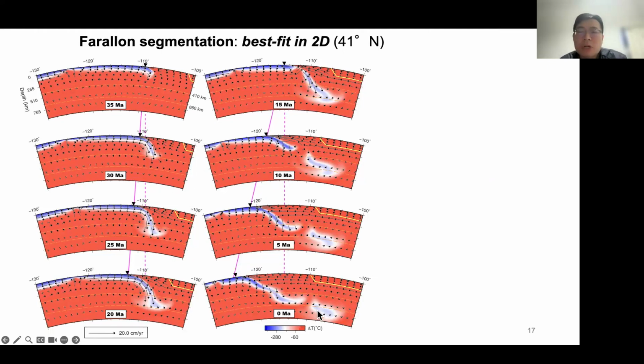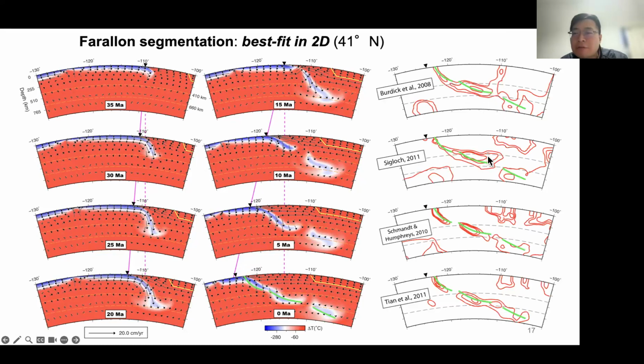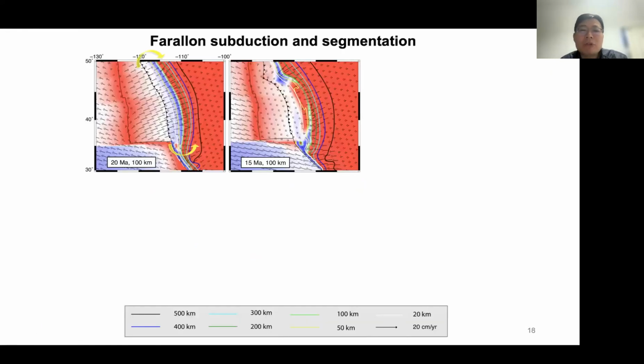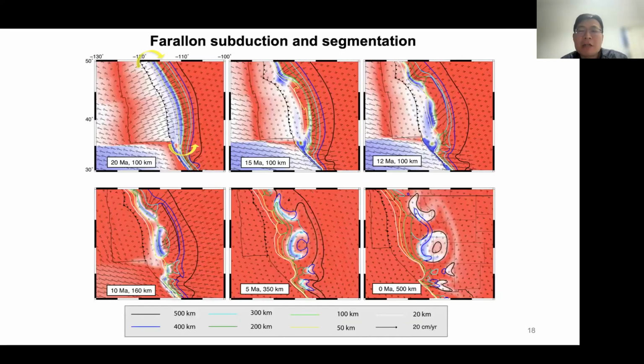And this complicated structure actually is not arbitrary. It's constrained by tomography. These three green lines are based on four different tomography models, right? They all have several segments. And in the map view, the evolution looks like this. Over time, the initially continuous slab will break into pieces, and eventually that's what you see at the present day: a highly segmented Juan de Fuca slab below the Western US.